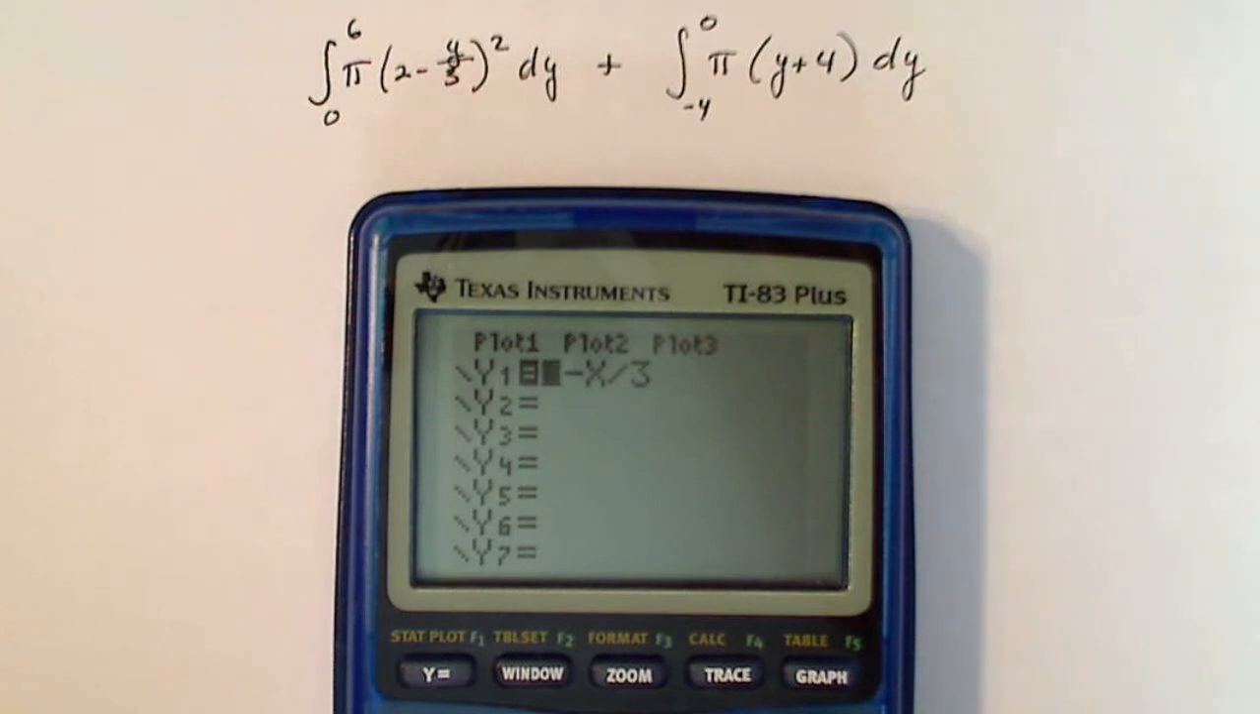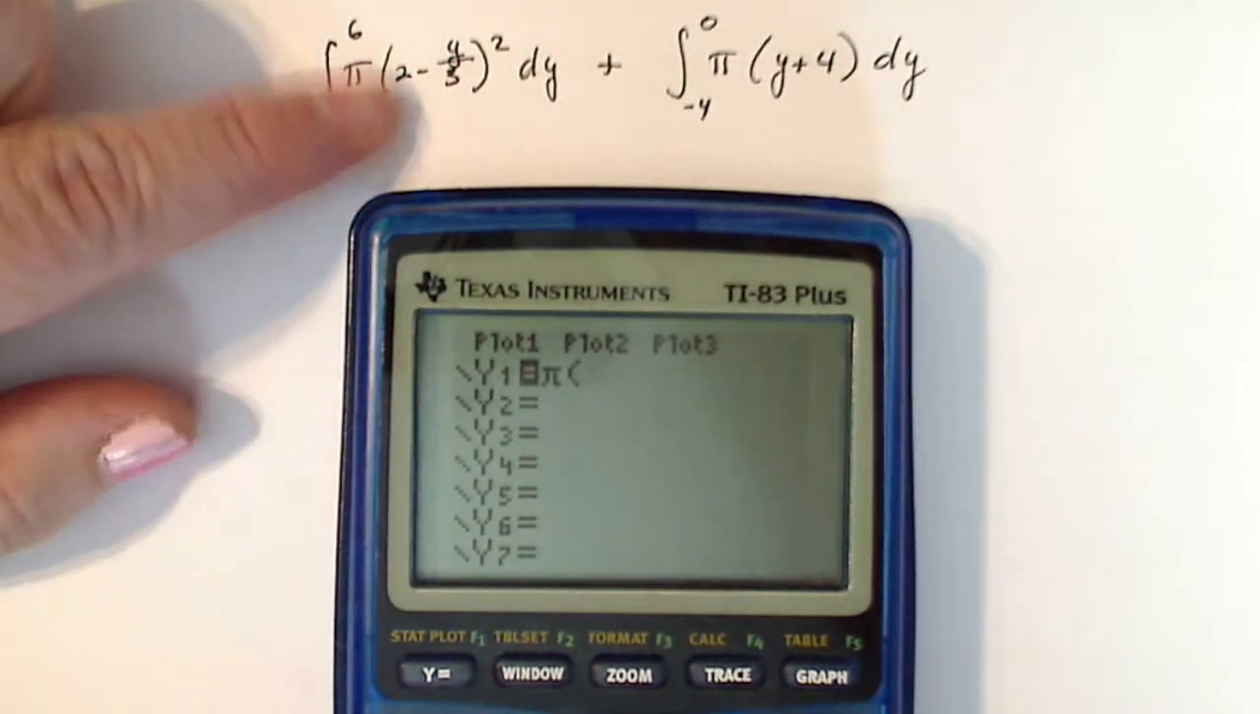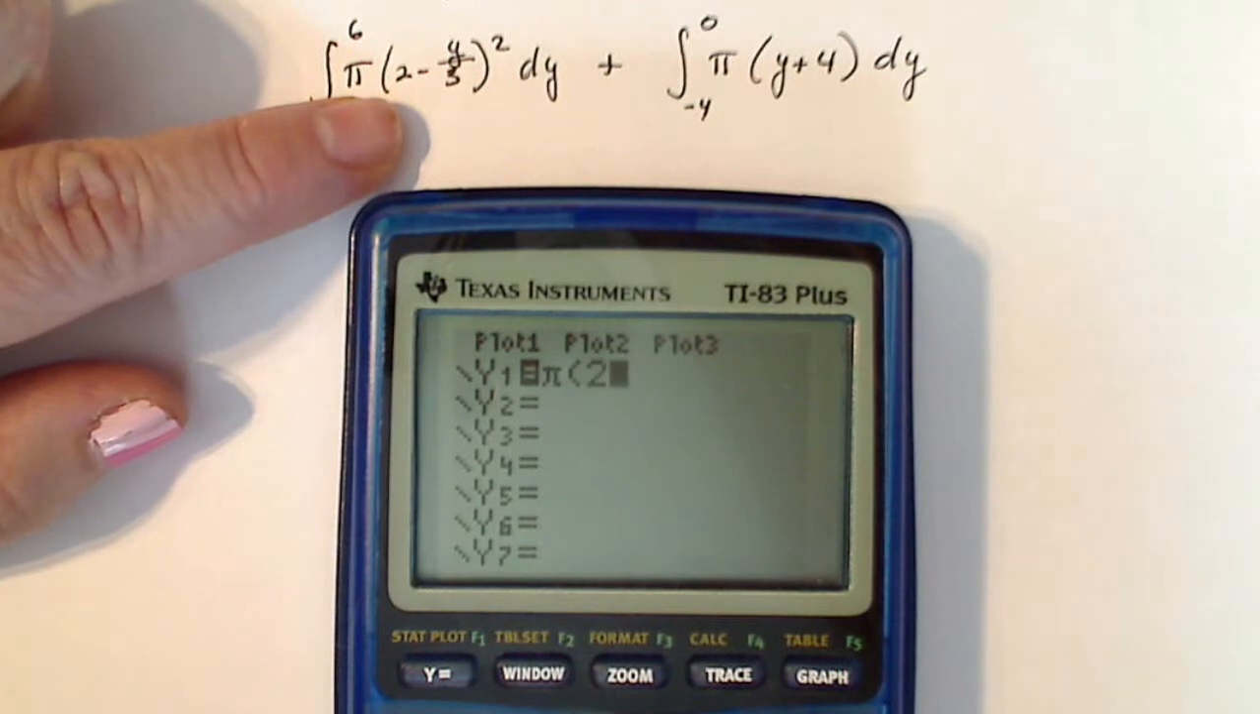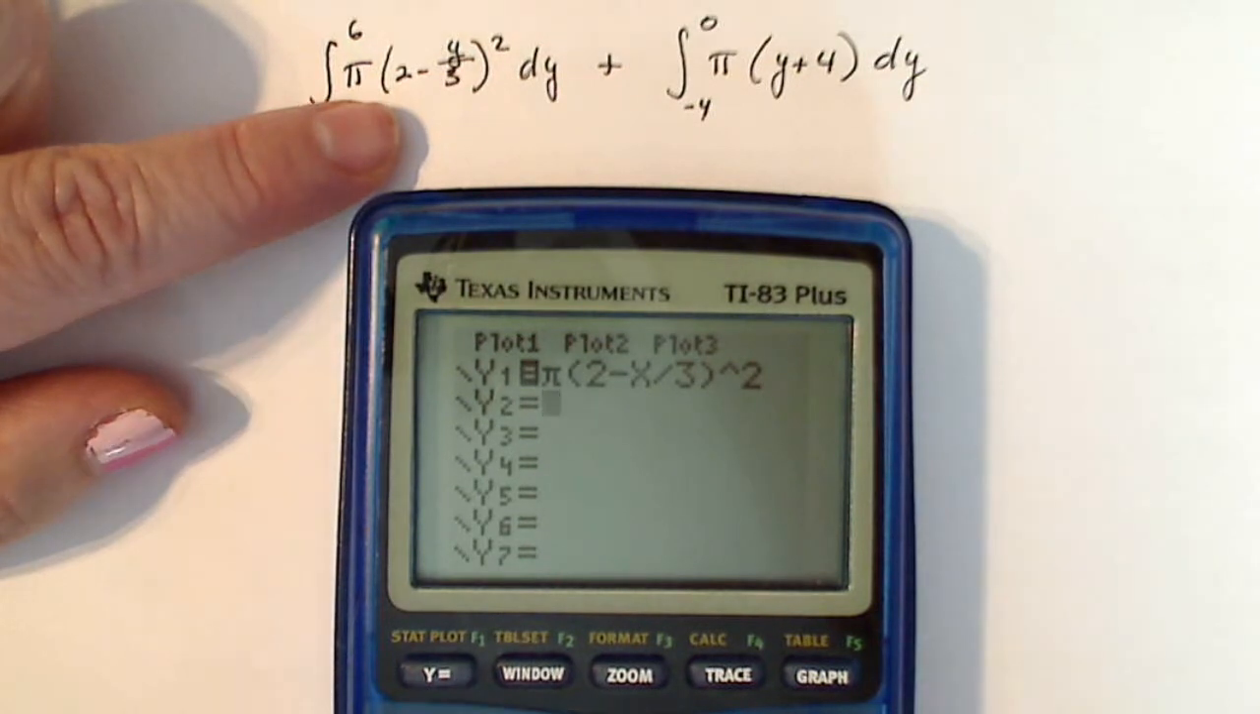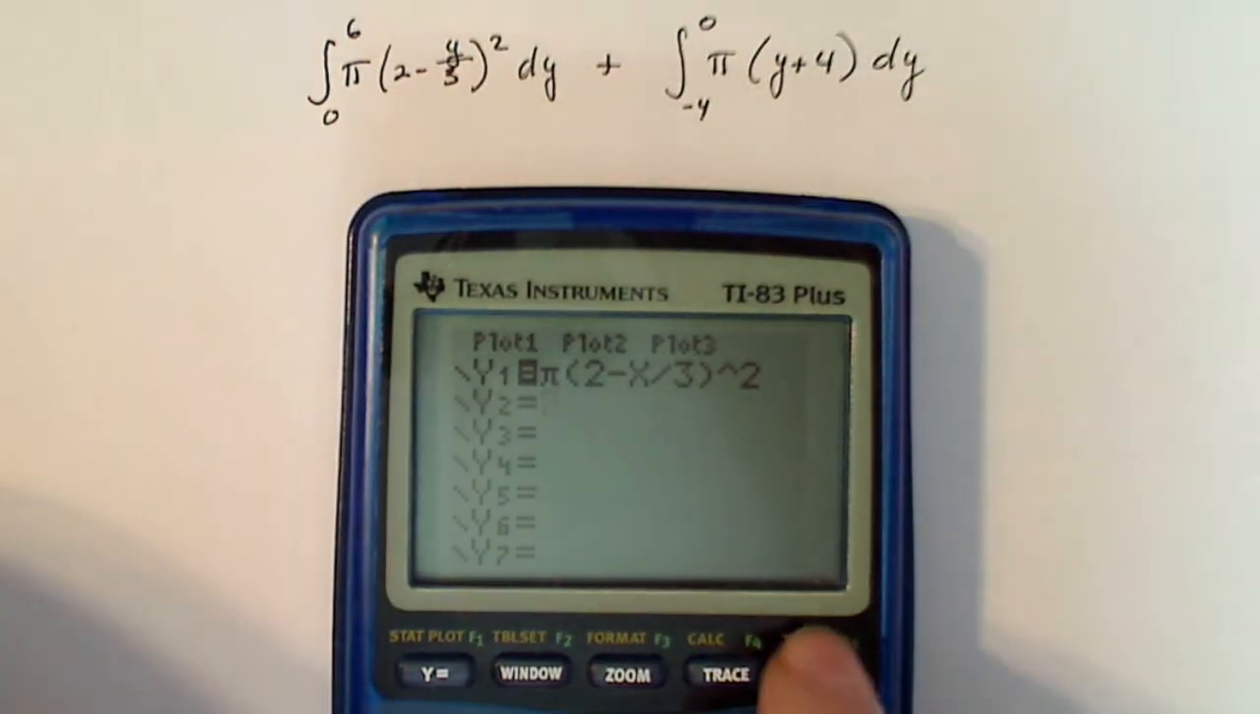I got to stick pi in there. See, this is a mistake that's easily made, by the way. I'm glad I made it. Pi. I have to put the exact integrand in there. 2 minus x divided by 3 squared. Well, that was going to be a huge mistake. Good heavens. Glad I figured it out.